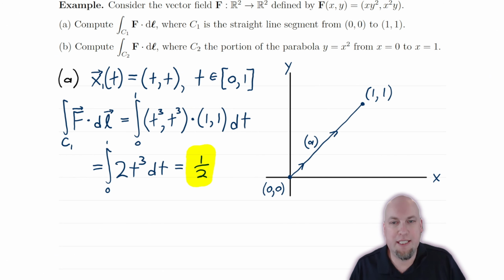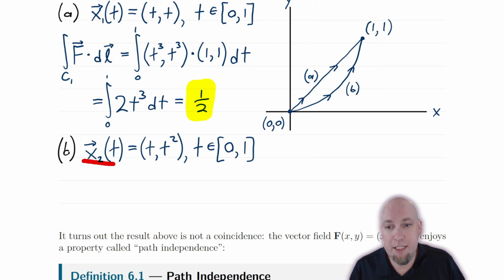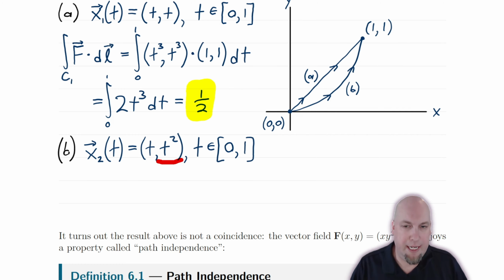What about along the second curve, that curve C2? Well, this is sort of a parabolic arc here, but going between the same points. What's our parameterization of that path? Well, x is t, y is x squared, which now is t squared. And again, t is going from 0 to 1.